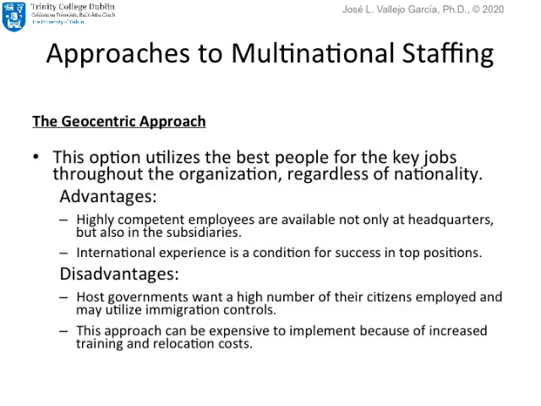The next approach companies might take is a geocentric approach. This option utilizes the best people for the key jobs throughout the organization regardless of nationality. So it doesn't matter. You have the best sales manager for your product in Singapore and you transfer this person to the UK. So it's geocentric, okay? It's about geographical location, and you move people around because they have the expertise.